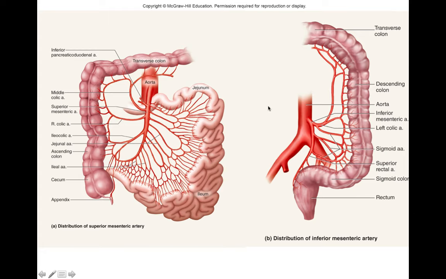The inferior mesenteric artery, as we move down the aorta, serves a little bit of the transverse colon and then the descending colon and the rectum.